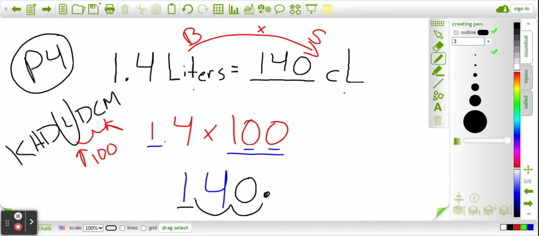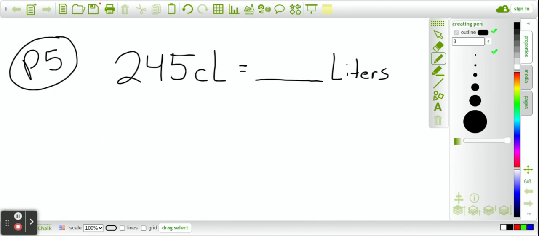So 140 centiliters is equal to 1 and 4/10 liters. Last one. Give it a try, pause it, and let's see how you do.